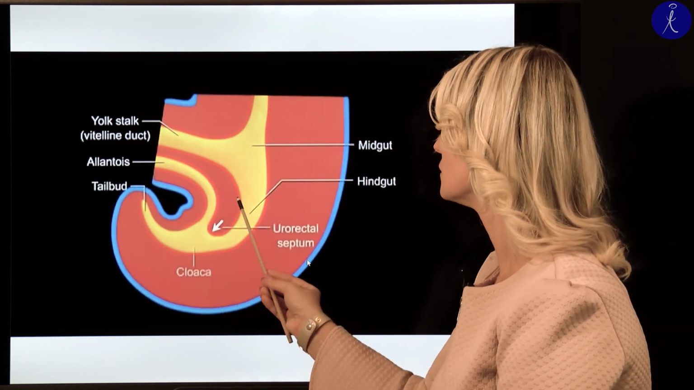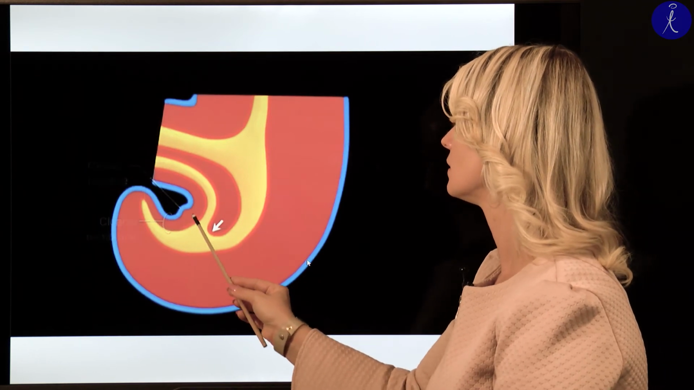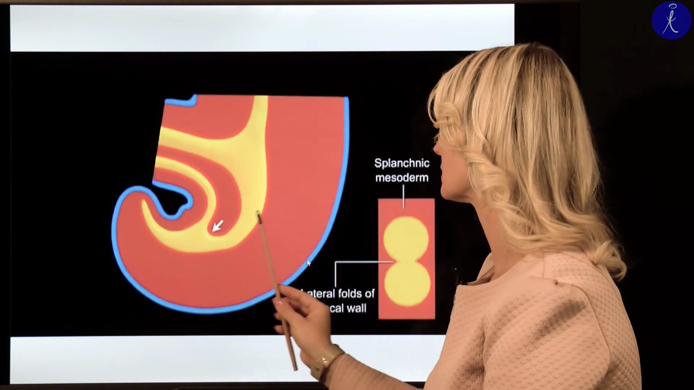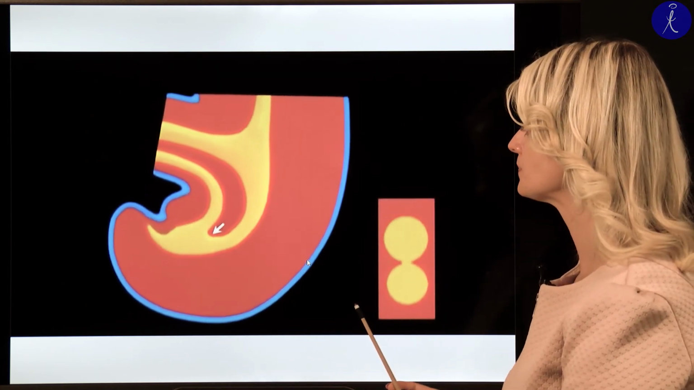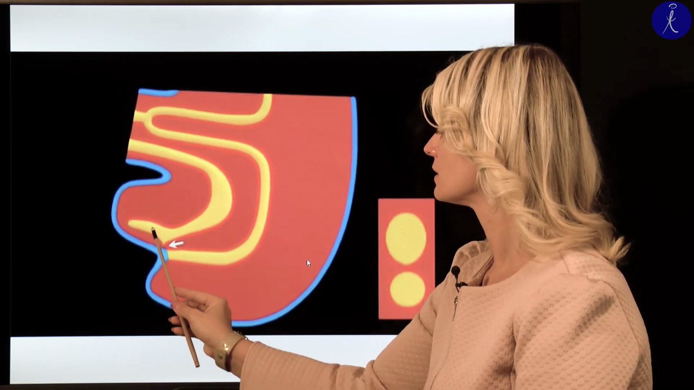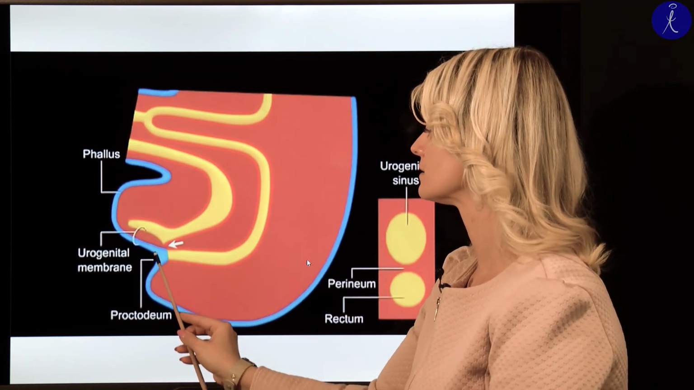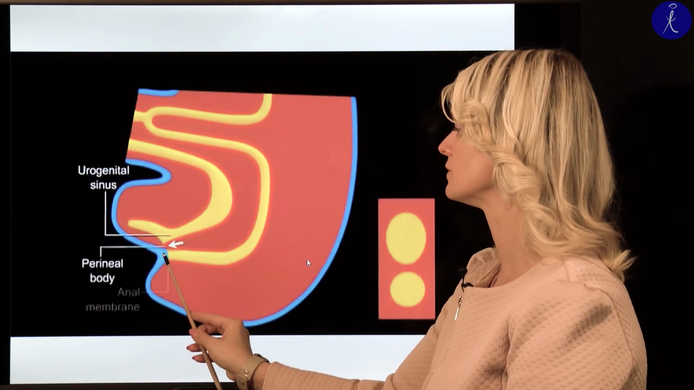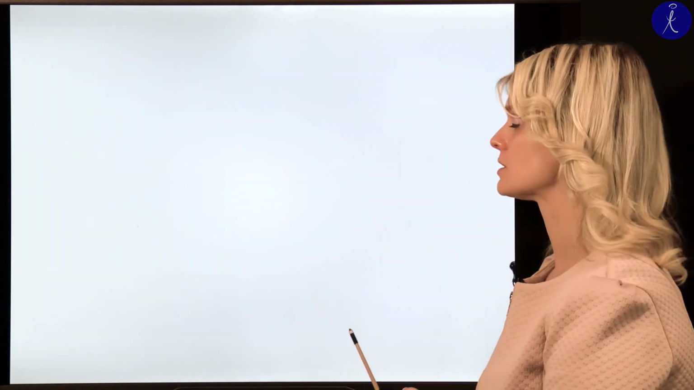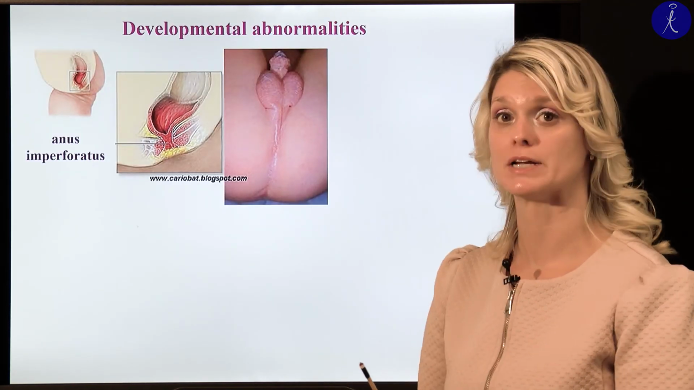Here you can see the urorectal septum, which will divide the primitive urogenital sinus and the anorectal canal posteriorly. The septum will fuse and will divide the cloacal membrane into two parts, the urogenital membrane and the anal membrane. Behind we have the proctodeum. This is the complete division of this part. And let's see the developmental malformation.